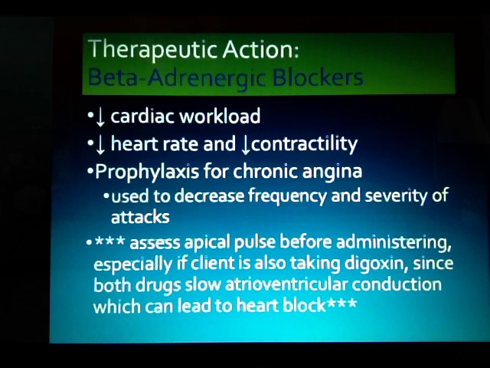All right, so beta blockers again, not only are they used for hypertension, but they are also used for angina. What they do is they decrease the cardiac workload, they decrease heart rate, and they decrease contractility. So they are often used prophylactically for chronic angina. They're used to decrease the frequency and severity of attacks. Caution, though, is that you need to assess the apical pulse before administering it, especially if the client is also taking digoxin, since both drugs slow AV conduction through the heart, so that's the electrical activity of the heart, and it could lead to heart block if both of them are acting together.